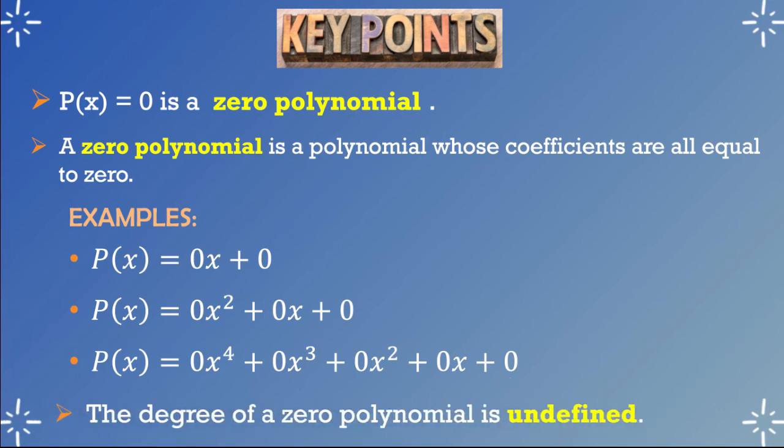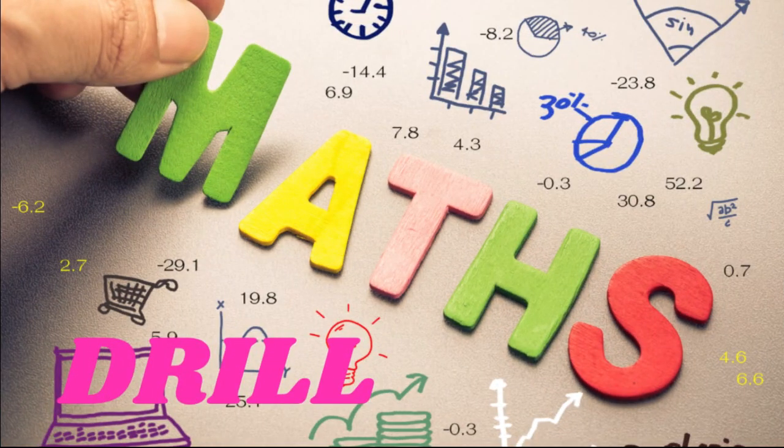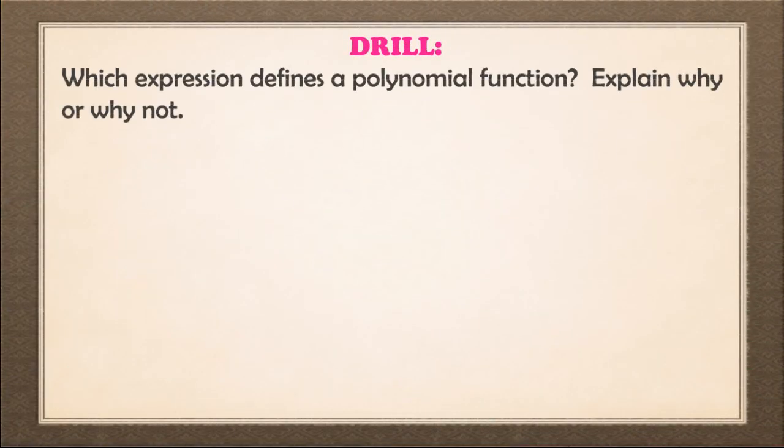Now, what is the degree of a zero polynomial? The degree of a zero polynomial is undefined, whereas the degree of a constant is 0. So now, let's put what you've learned so far to the test. So let's have this drill. Which expression defines a polynomial function? Explain why or why not.